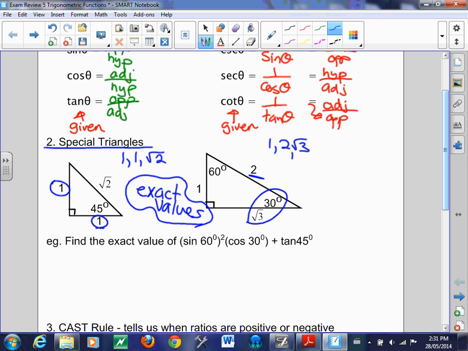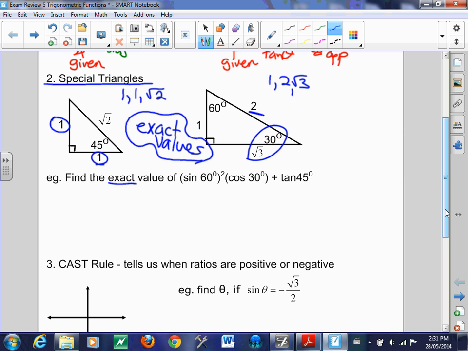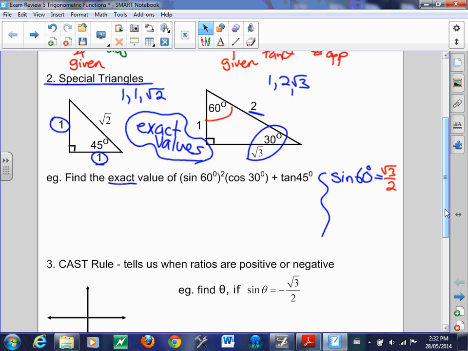And let's do an example. Find the exact value of sine squared 60 plus cos 30 plus tan 45. So we're going to use special triangles here. Let's take a look off on the side margin. If we're trying to figure out what sine of 60 degrees is, let's look on our special triangle from above. From 60 degrees, you're looking at the opposite over the hypotenuse, so that's going to equal root 3 over 2. I also need to find out what's the cos of 30.